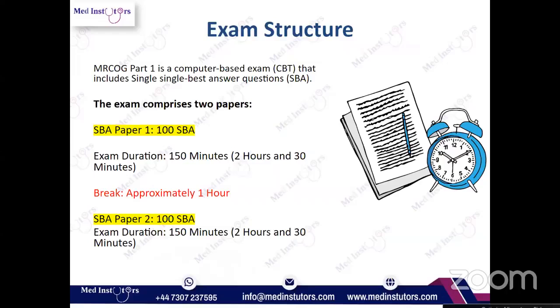Exam duration for paper 1 is 150 minutes. That means 2 hours and 30 minutes. And the same goes for paper 2. Then you will get a 1 hour lunch break. And then you have another paper, which is your paper 2, for the same period of time. And in order to pass the exam, you have to clear both paper 1 and paper 2.